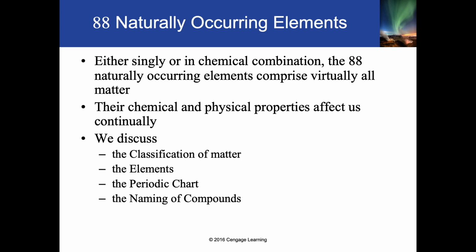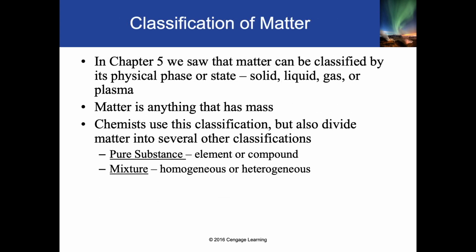And their chemical and physical properties affect us continually. So in this chapter, we will discuss the classification of matter, the elements, the periodic table, and the naming of compounds. Okay, so let's talk about the classification of matter.